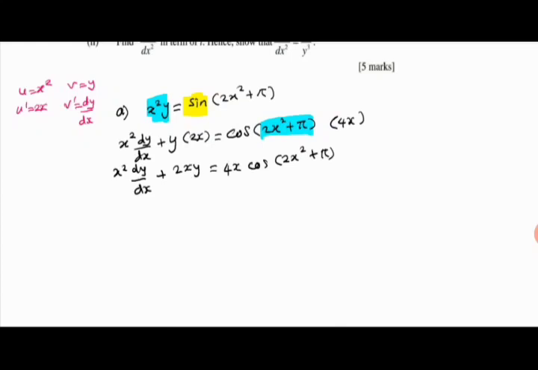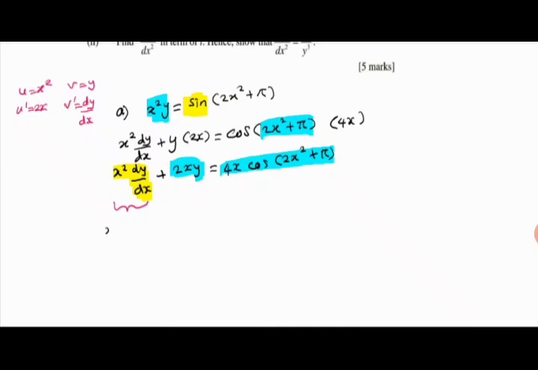Kita kena differentiate once again. We have to find second order differentiation. Once again, this one we are going to do product rule to differentiate, and this one also you have to use product rule, and also for this you have to use product rule. Jadi 3 kali product rule that we have to do. So we are going to start with the first one. This one first.